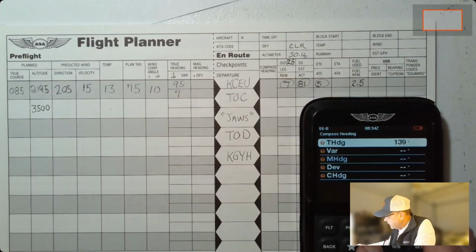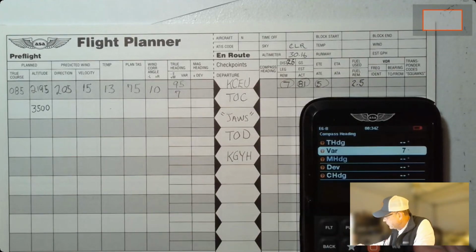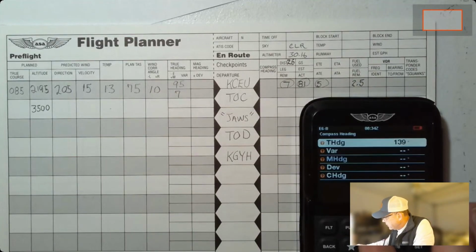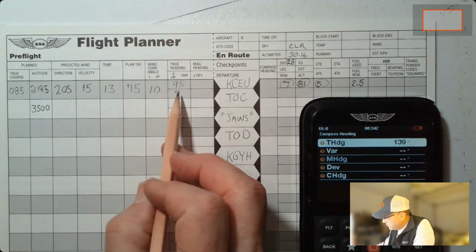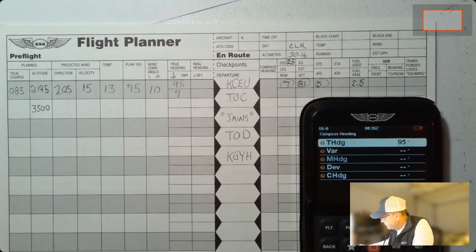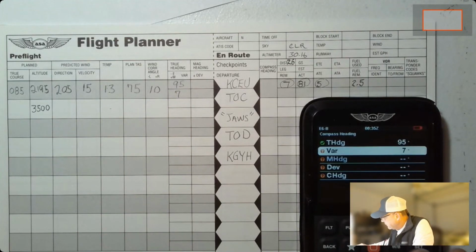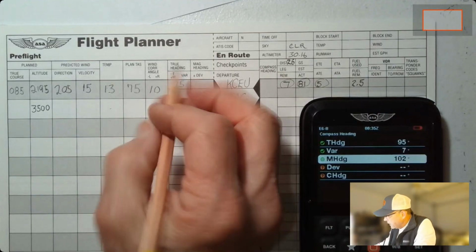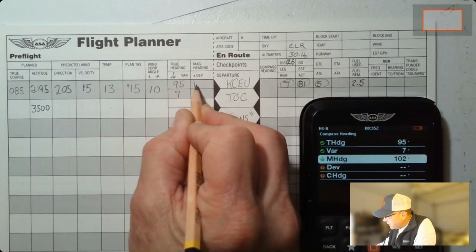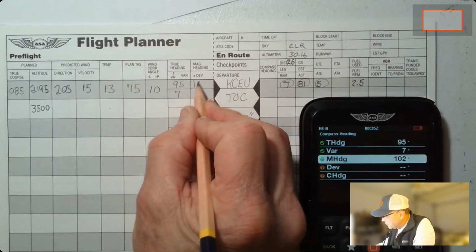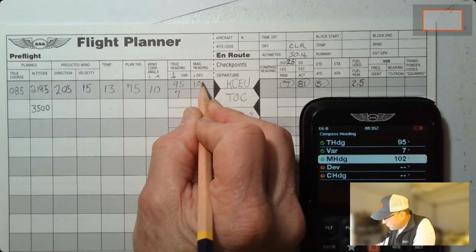And so we can enter that in our little computer here, but these numbers are pretty simple and the math's not too bad. But we're going to enter our true heading of 95, our variance of 7. That gives us a magnetic heading of 102. You're just adding those two numbers, right?